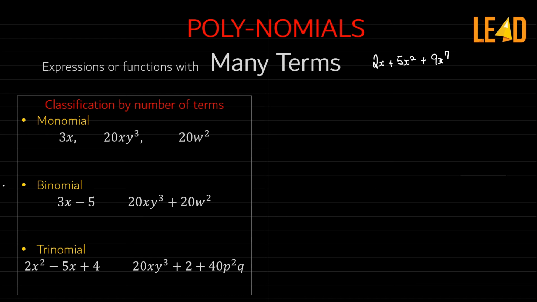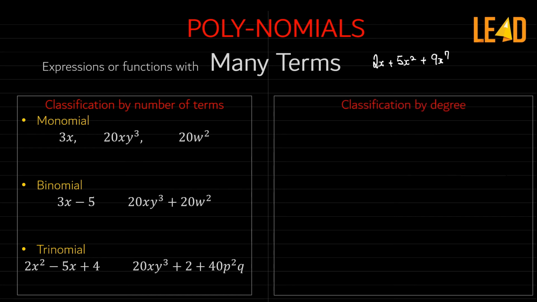Anything outside of this, I basically just refer to them as polynomials. These are also polynomials, like I said, but just give them a general name. I've not really heard of quadnomial, but you could check that out. But for this course, anything outside of this, just stick to the general name, polynomials. Okay, now classification by degree.